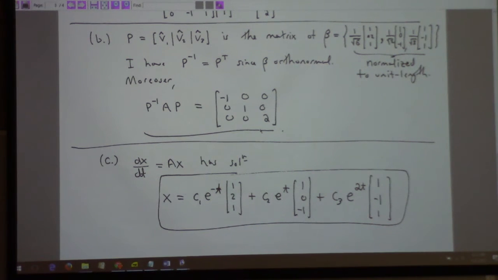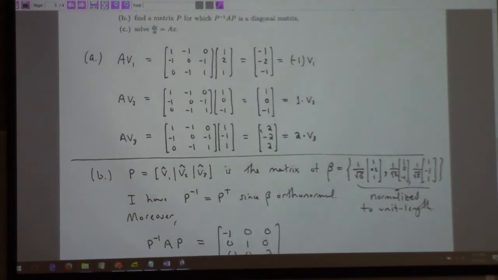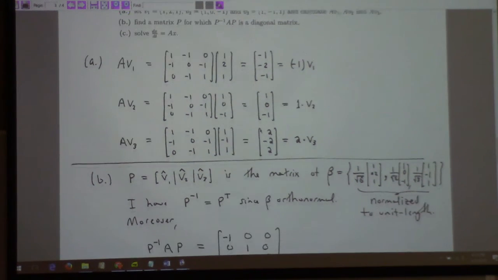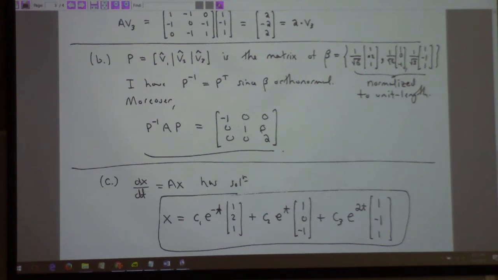I've forgotten what the question was. Somehow I distracted myself, as is my custom. I think I just said to find a matrix P for which P inverse AP is a diagonal matrix. Now, I haven't actually multiplied it out, but I assure you that will work, right? So you can check me on it if you want.